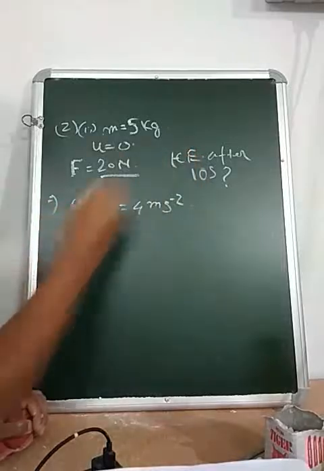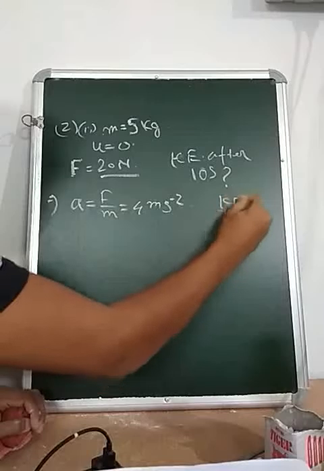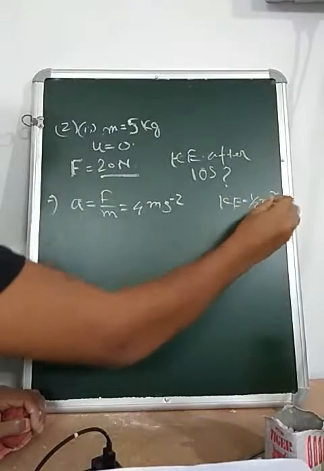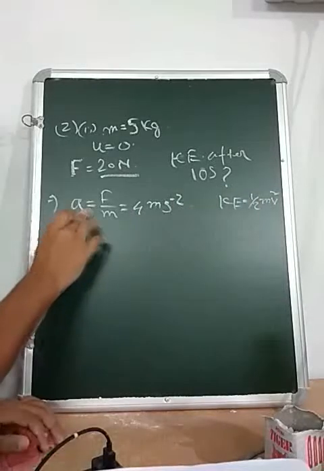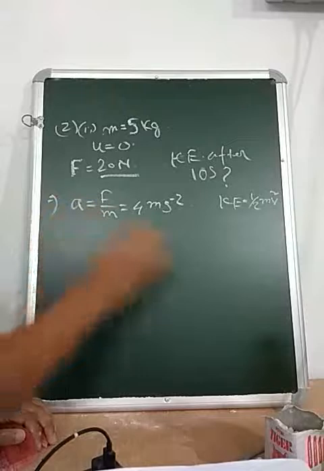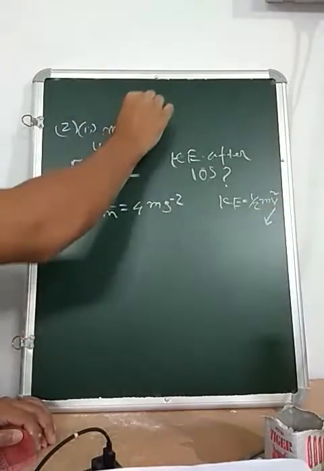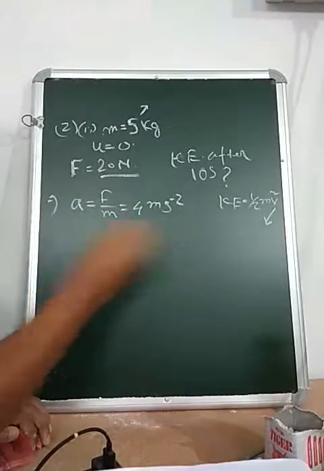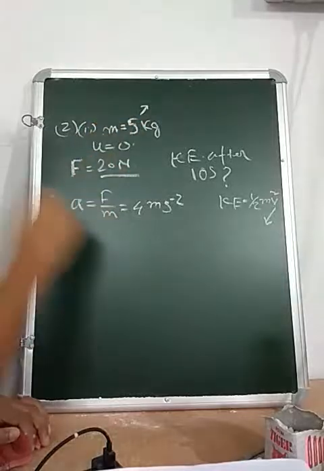Now we need the kinetic energy at 10 seconds. So how do we get kinetic energy? Half of m v square. We need the velocity. So after calculating acceleration, what we have to calculate? We have to calculate the velocity of this mass 5 kg after 10 seconds.